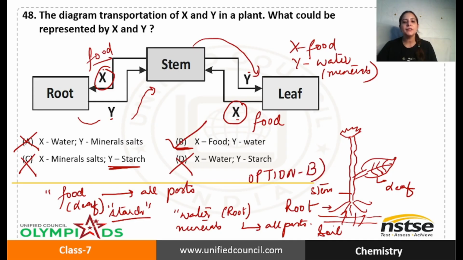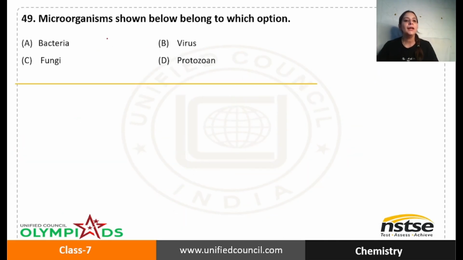Option B, because X indicates food and Y indicates water, because food is transported from the leaf to all parts, and water and minerals are absorbed from the soil and, through the roots, transported to all the parts. Okay, next question.